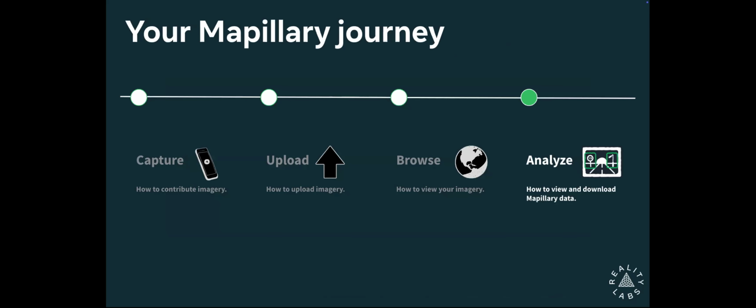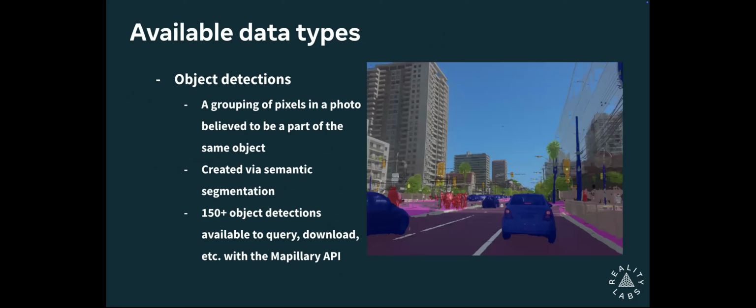Next slide. And then, once you have looked at your imagery, what can you do with it? So we offer several different ways that you can turn Mapillary imagery that you upload into real insights and real data to use for your organization. So I'll tell you how to implement it. Next slide, please. So we have two main data types that we extract from Mapillary imagery.